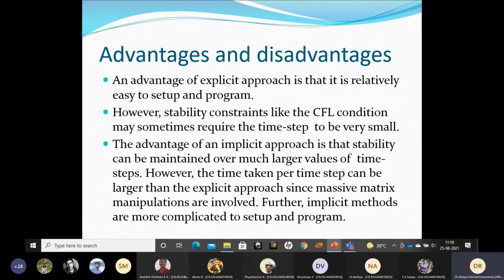That may be a problem with the explicit approach. But it is conceptually very easy to understand and program. So the advantage of the implicit approach now is that stability can be maintained over much larger values of time steps. So the time step can be larger. The scheme will still be stable.